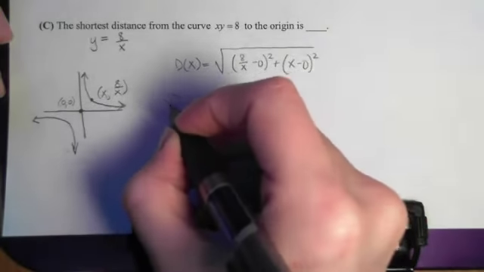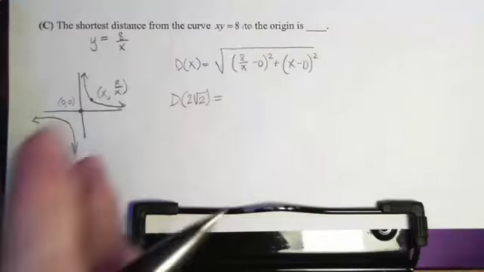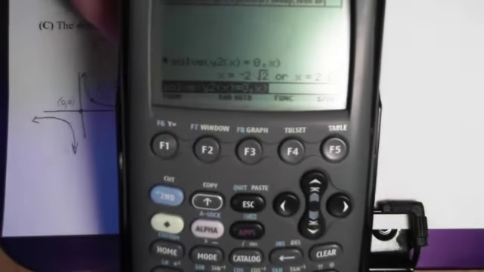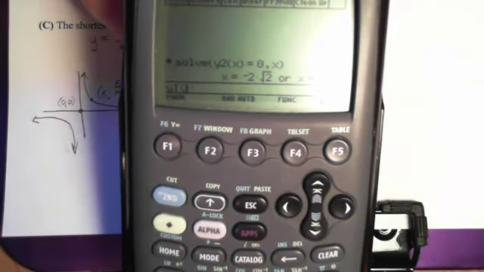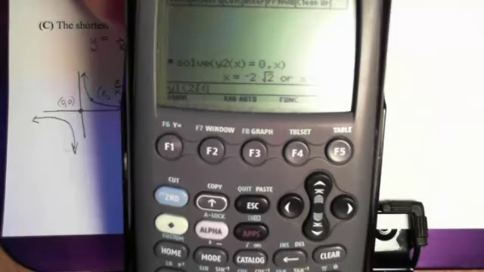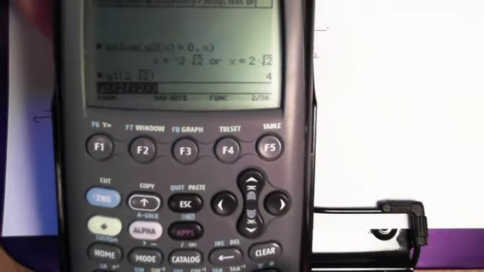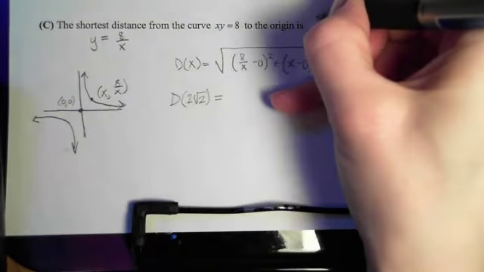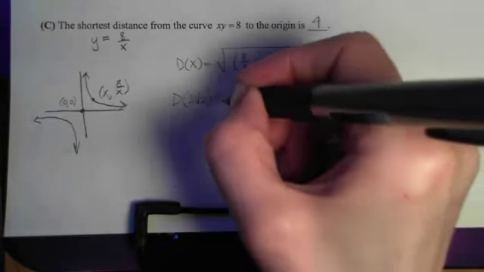So we'll just look at the distance when x is a positive 2 root 2. I can figure out what that is by just doing y1 of 2 root 2, because remember I stored the distance in my y1 equation, and I get a distance of 4. So the minimum distance that I can get from that curve to the origin is 4.